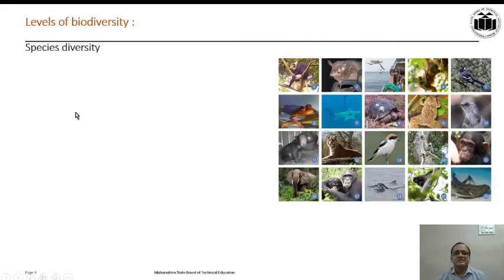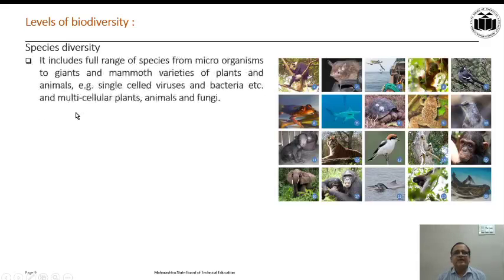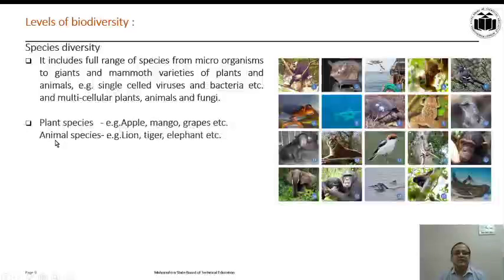Second level of biodiversity is species diversity. Species includes the full range of species from microorganisms to giants and mammoth varieties of plants and animals. For example, single-celled viruses and bacteria, etc., and multicellular plants, animals, and fungi. Plant species examples can be given as apple, mango, grapes, etc. Animal species can be given as lion, tiger, elephant, cow, rat, etc.